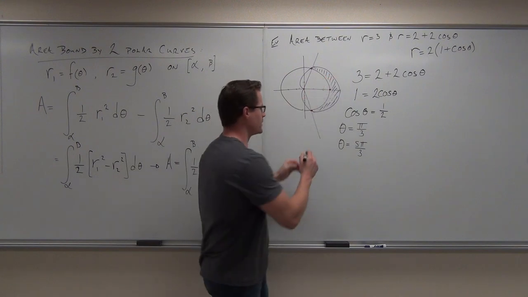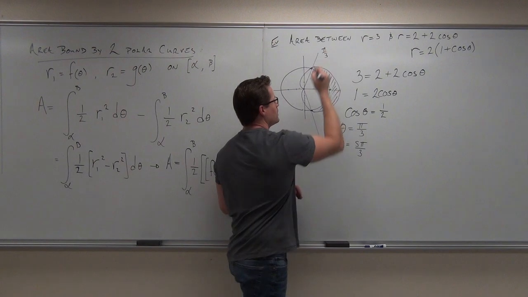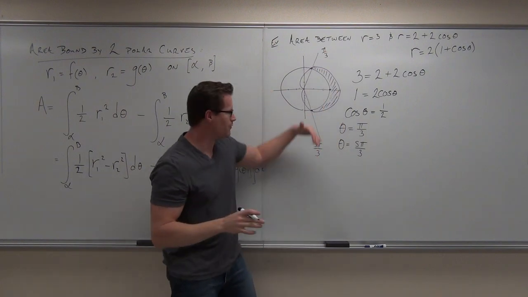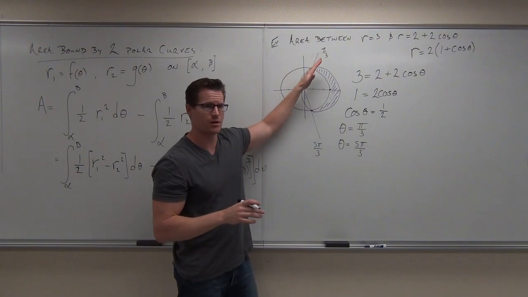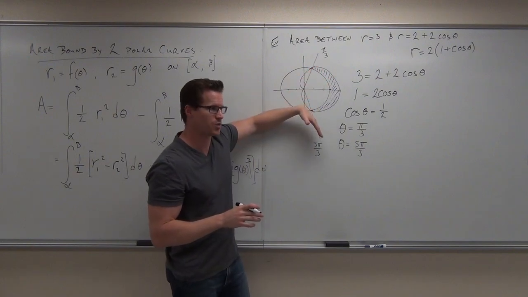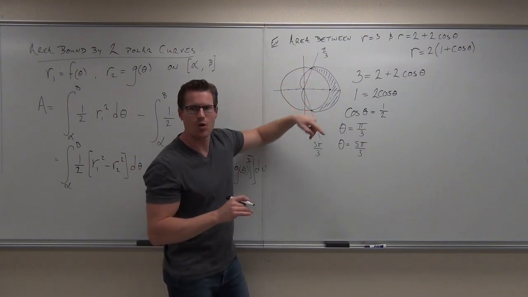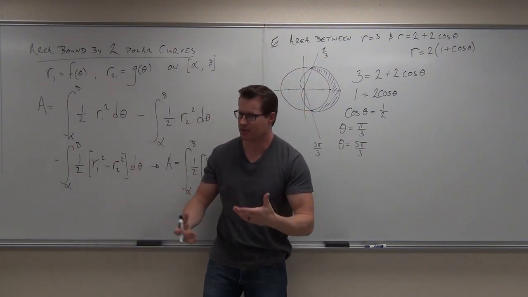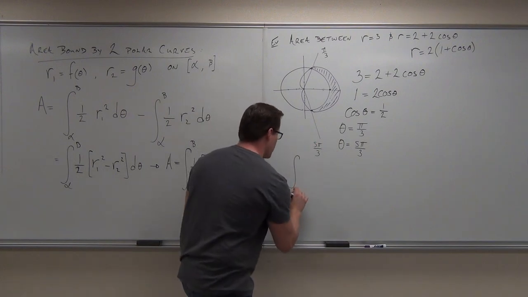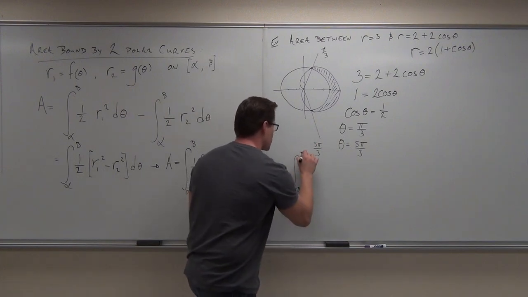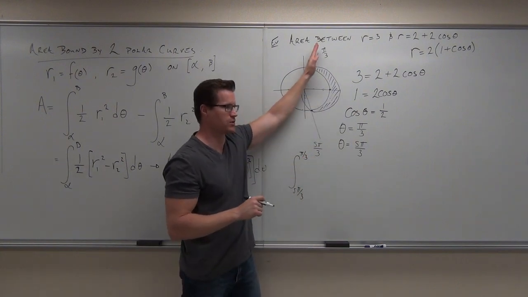Well, the problem is if this is 5 pi over 3 and this is pi over 3, can I possibly go from 5 pi over 3 and go positive and end up at pi over 3? No, that's a bigger angle. That's a problem. Now, if I switch around and go pi over 3 to 5 pi over 3, remember this is going in the positive direction. So if I set up my integral from 5 pi over 3 to pi over 3, I have a problem because I can't go from big angles to small angles and still be positive.